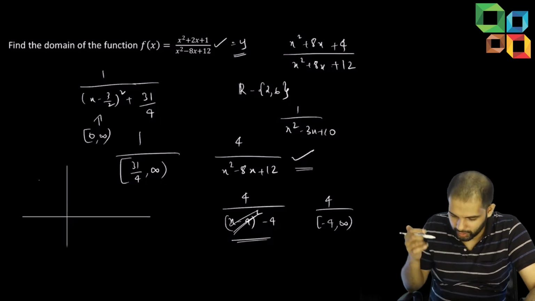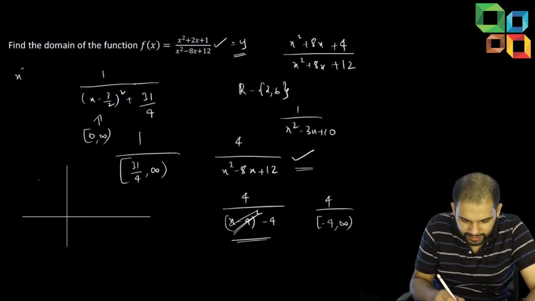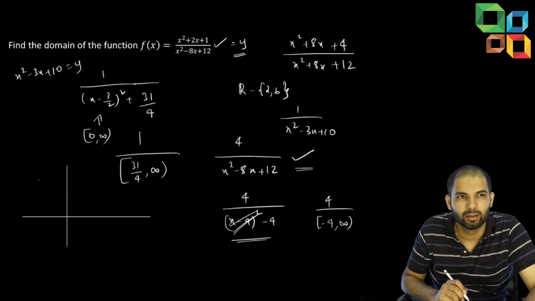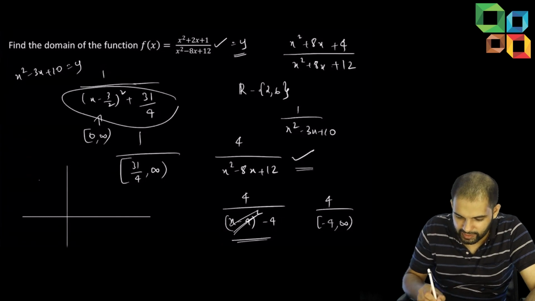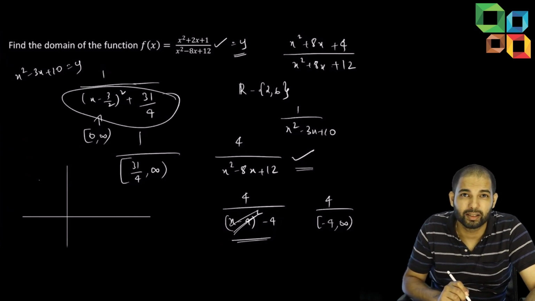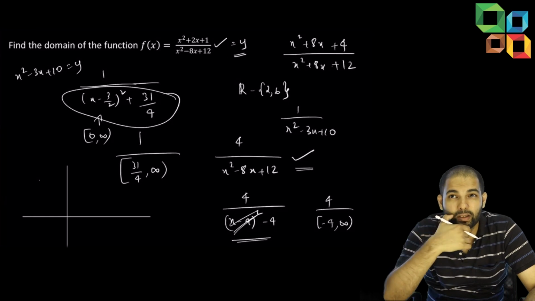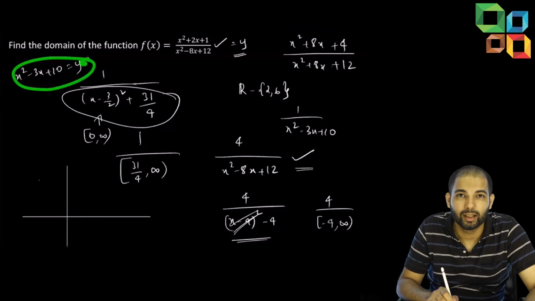Let me just see your equation. What was the equation? X square minus 3x plus 10. Correct, this was the equation. Can you simply take points and plot it? Forget about 1 divided by. We were analyzing only the denominator, correct? We are not interested in 1 divided by. I'm asking, can you draw the graph of this? Can you draw it? That's my question.